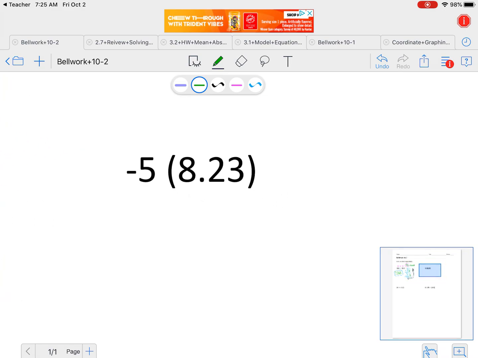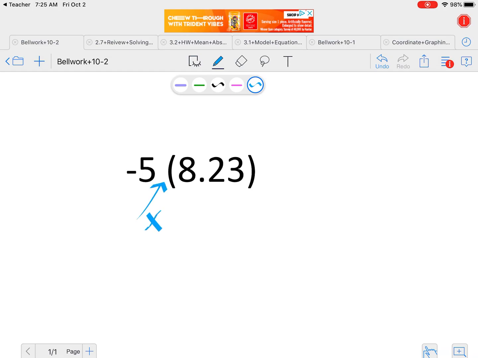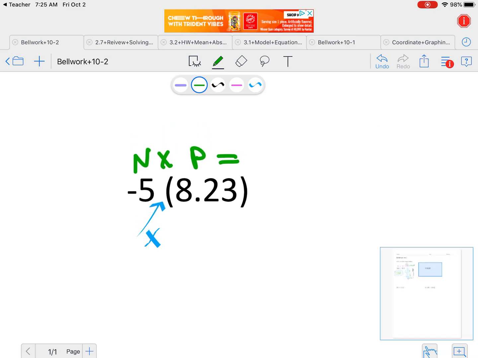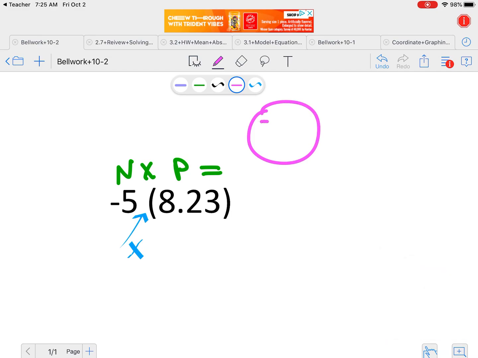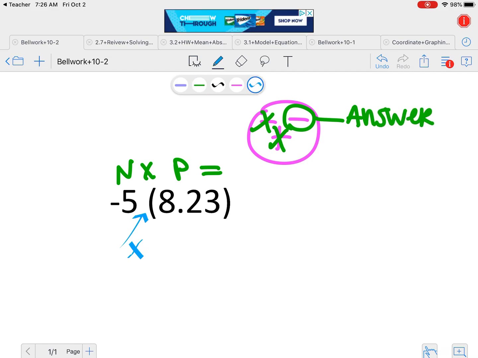Scooting over to the right. When two numbers are scooted together like this with nothing in between, that also means multiply. Okay, my 5 is a negative number. My 8.23 is a positive number. So if I were to use that face again as my helper, the 5 was negative, so that's used up. The 8.23 was positive, that's used up. So my answer has to be negative when I finish.